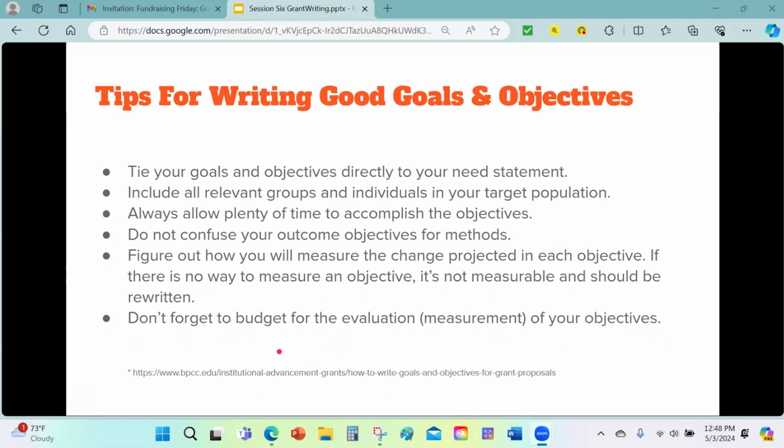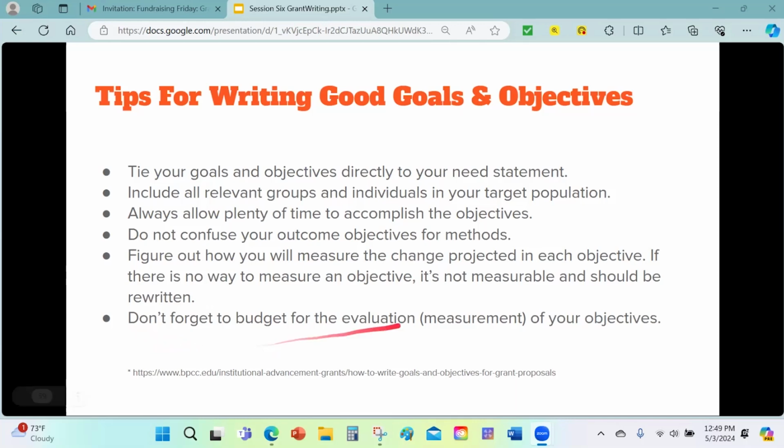Here are just some good overall tips for writing goals and objectives. You want to tie your goals and objectives to that statement of need, right? We want to include that and make it connect up to our target population. We want to give ourselves an appropriate amount of time to accomplish the objectives. Again, we don't want to confuse our outcome, our objective, with the method that we're going to use to measure that. An outcome is not creating the survey. An outcome is delivering the survey and what percentage of people completed the survey, right?